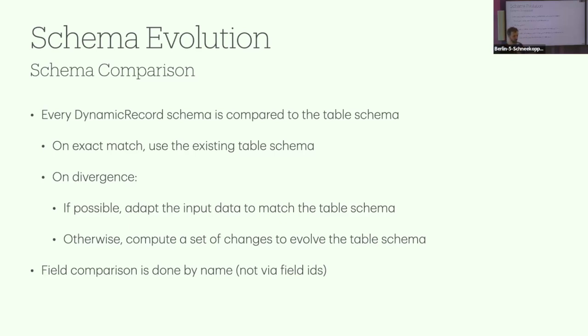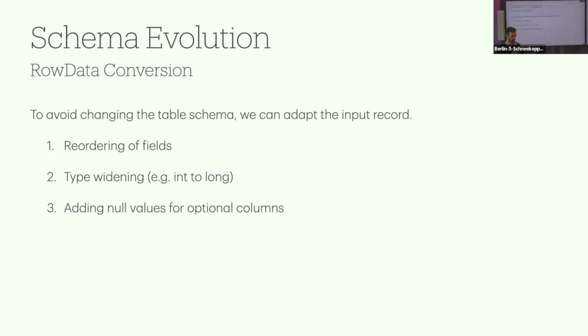And we always compare fields by name, not via field IDs. I think the initial version used field IDs, but we quickly came to realize that it's a little bit too much to ask for users to correctly identify the field IDs of an Iceberg schema. So we use names, and that's also what Iceberg APIs use. Yeah, I think that makes sense.